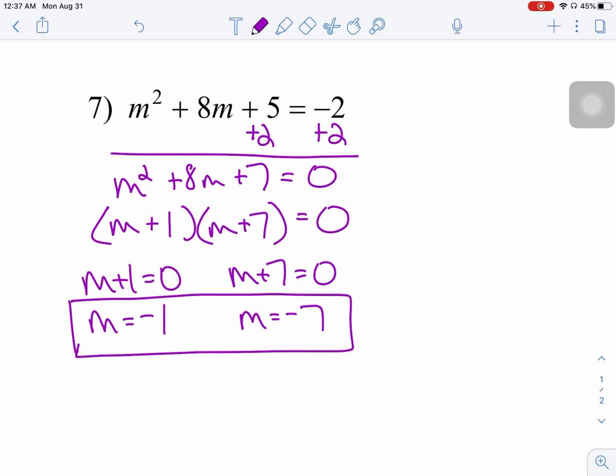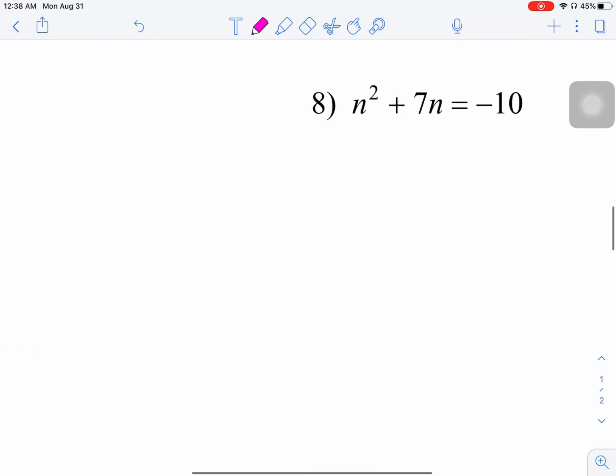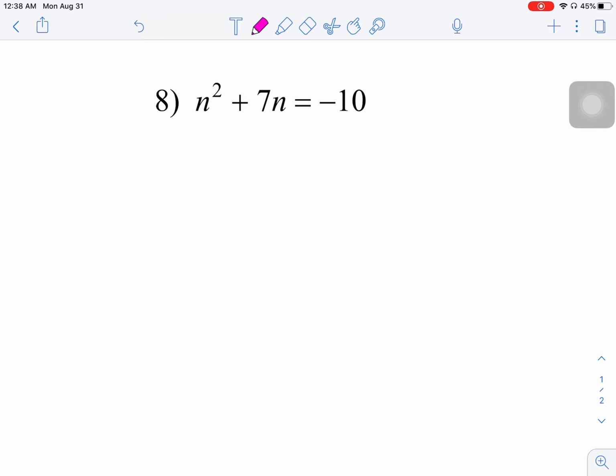So you have to make sure that these problems are equal to 0 before you try to factor them and before you try to set each factor equal to 0. So make sure it's equal to 0, make sure it's in factored form, then set each factor equal to 0 so you can solve. All right, last example, problem number 8.